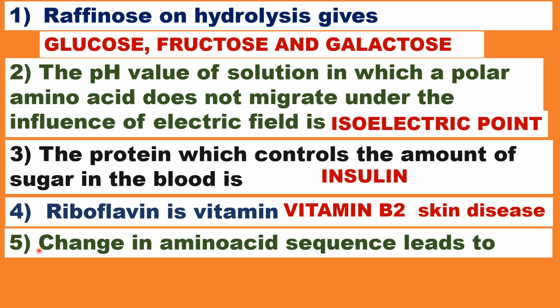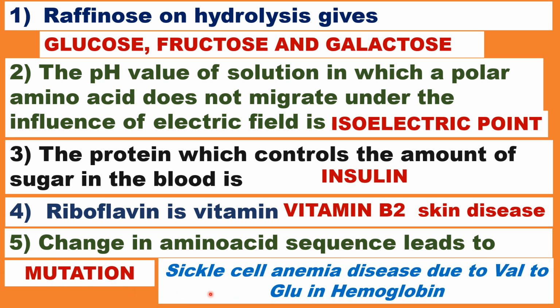Let us see the fifth question. The change in amino acid sequence leads to a process called mutation. Mutation is a process in which there is a change in amino acid sequence. The sequence of amino acids in protein gives primary structure. Any change in amino acid sequence will lead to mutation.